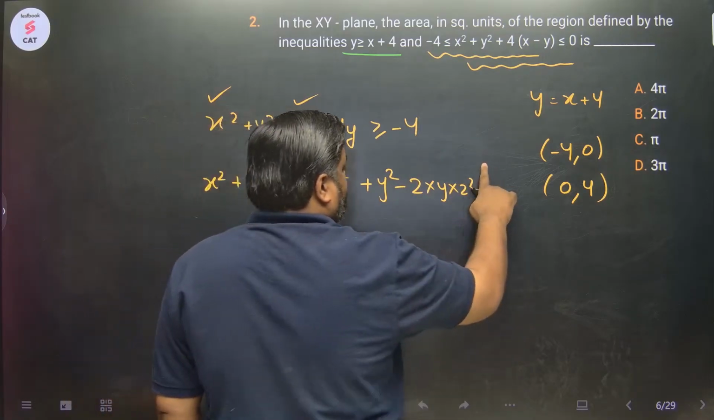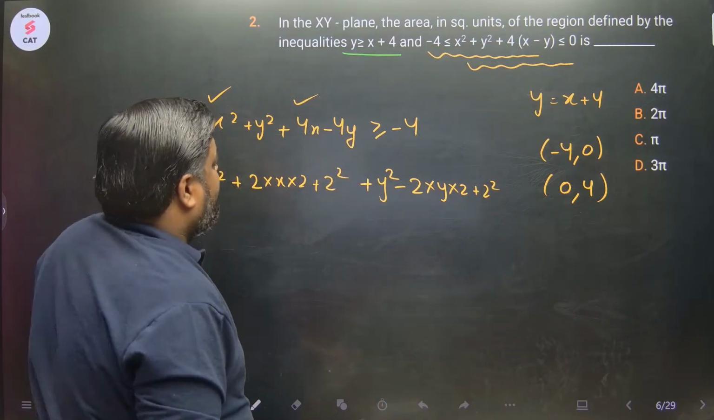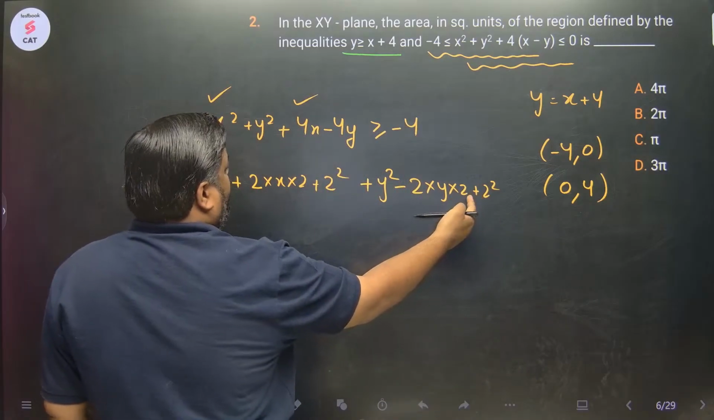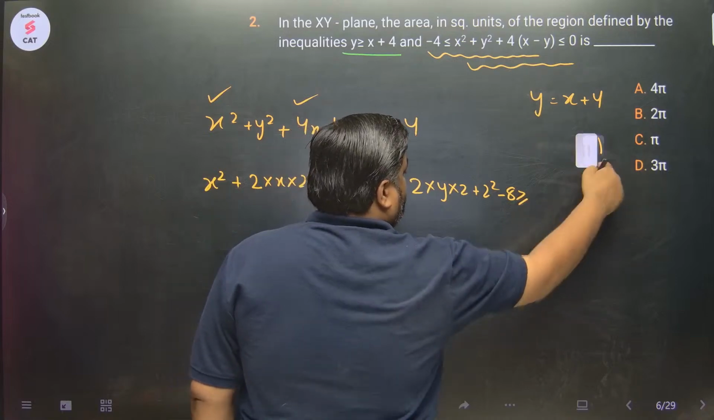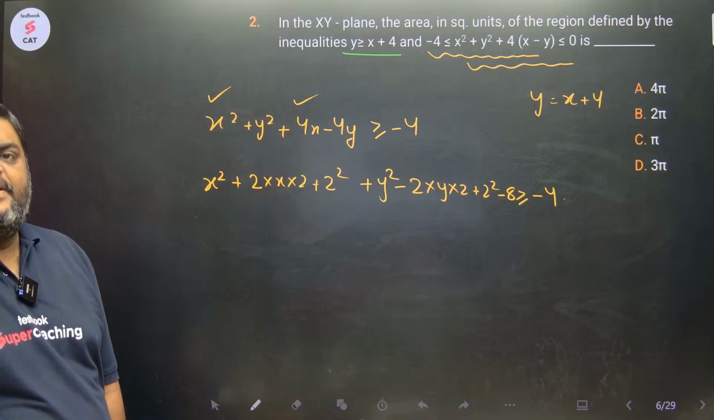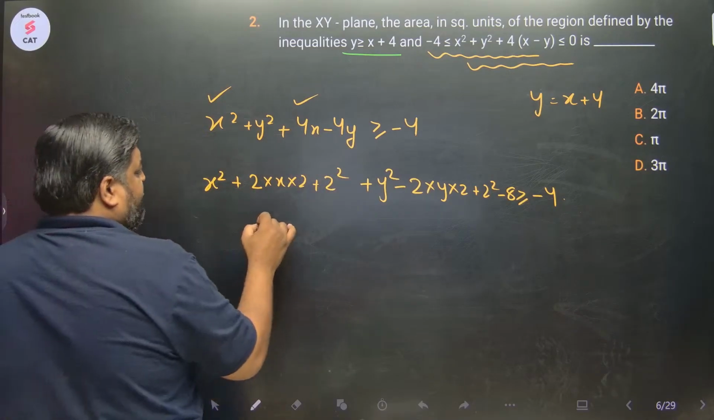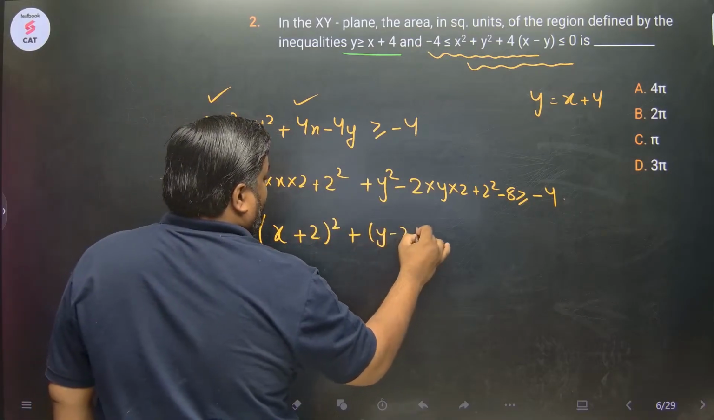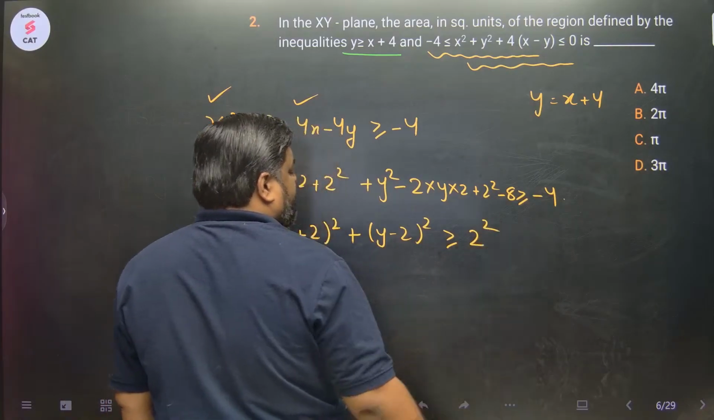So I need a 2 square here as well. Okay, guys, look, we added 4 plus 4, 8, so we have to subtract 8 as well. This is greater than or equal to -4, right? So this gives me (x plus 2) whole square plus (y minus 2) whole square. This 8 goes to the right hand side, minus 4, which is 2 square.